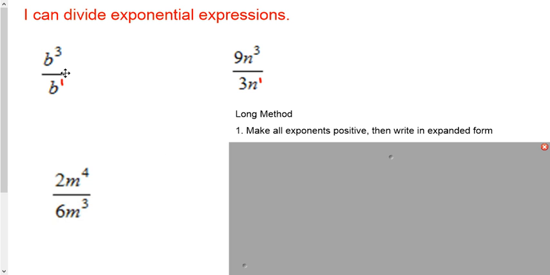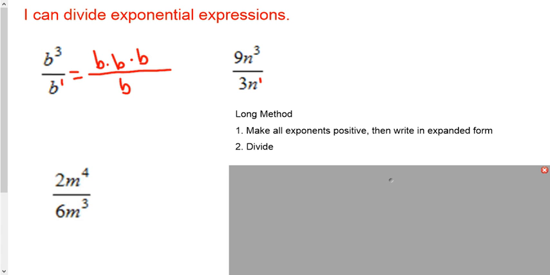Next, I say just go ahead and write it in expanded form. So what b to the third literally means is b times b times b. And b to the first is just, you know, this lonely b that's down on the bottom. After you do that, divide. Well, you divide the top by the bottom. We only have this 1b down here, and that can divide any of these.